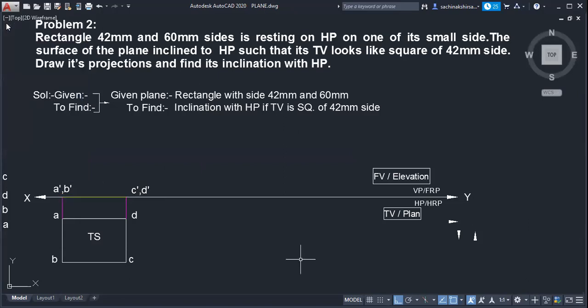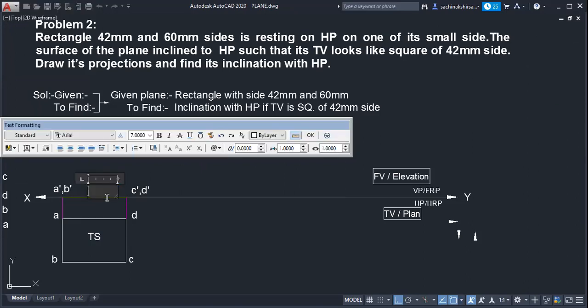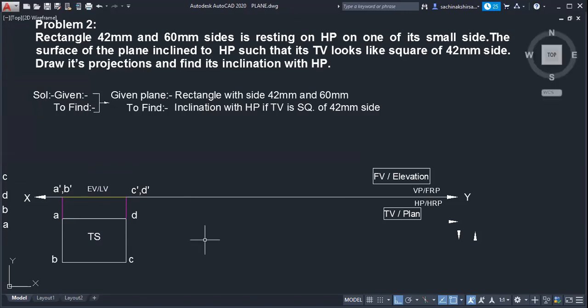So as we see, in the same way you can draw the line view or edge view. I will say edge view or line view. Why is it showing edge view or line view? Who will tell me? Perpendicular to VP. Very good. Perpendicular to VP. That's why it is showing edge view or line view. Up to this is the common step.